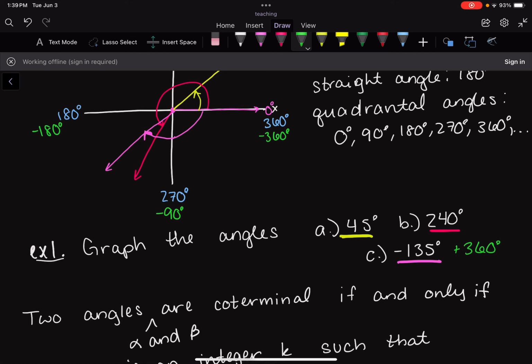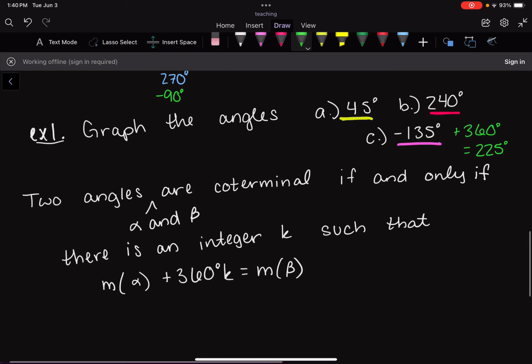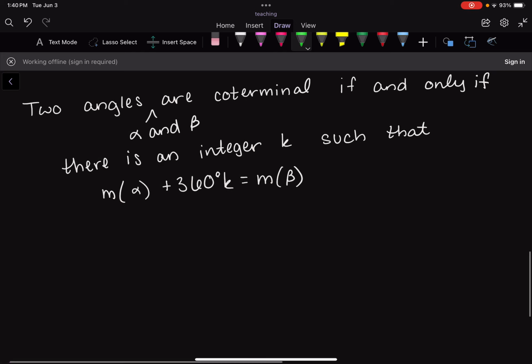If I add 360 to negative 135, I'm going to get 225 degrees. Well, if I go plot that, I'll find that it falls in the exact same spot that negative 135 fell. So coterminal angles are really just the same angle. It's just they've been approached in a different way. So maybe one went clockwise, maybe one went counterclockwise, maybe it got wrapped around a little bit. I'll show you an example of that as well in the next one.